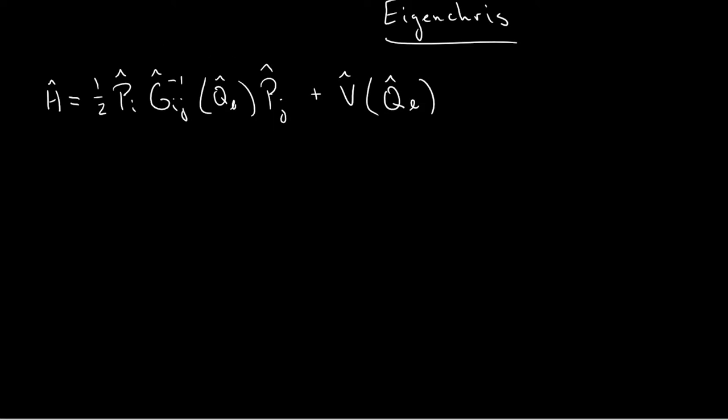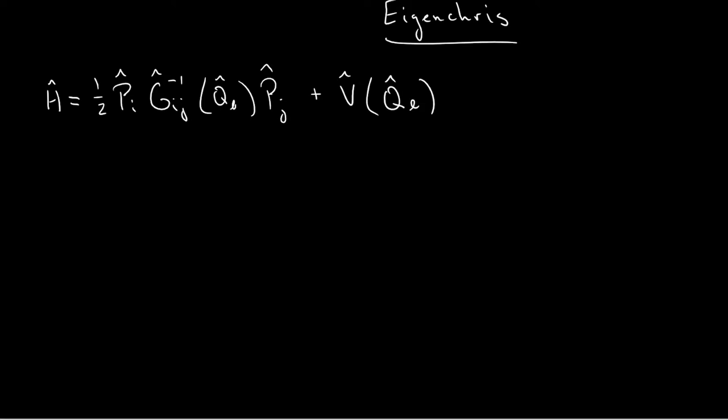And so I don't have to worry about the ordering of things within the g's and the v's, but only when I'm mixing p's and q's. Okay. So this is our form of our Hamiltonian operator. This is great.